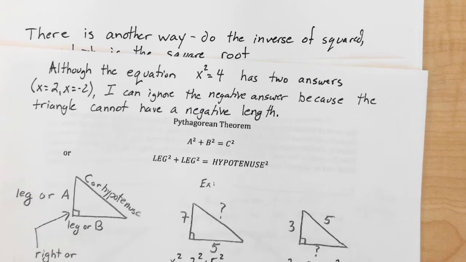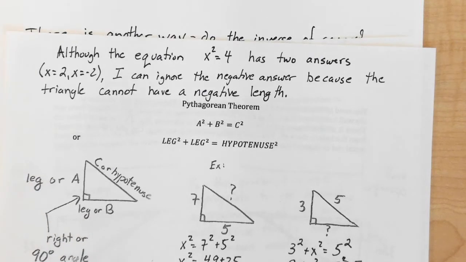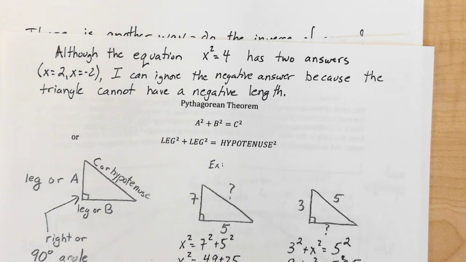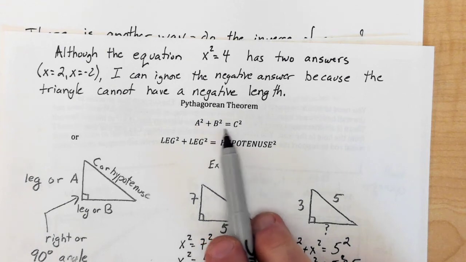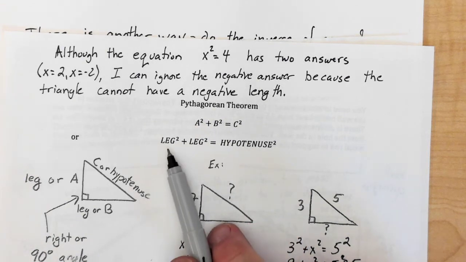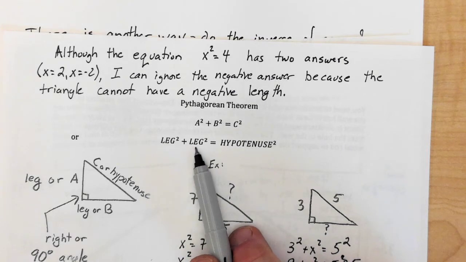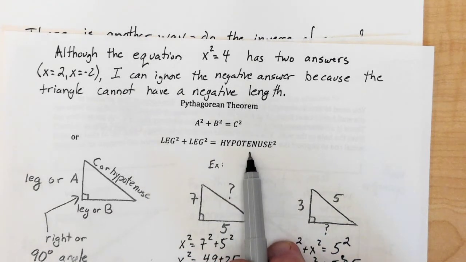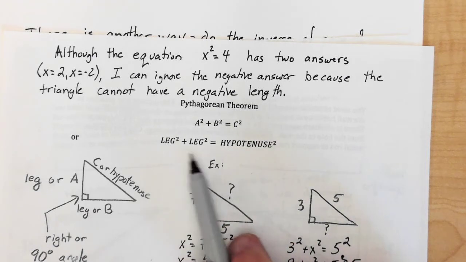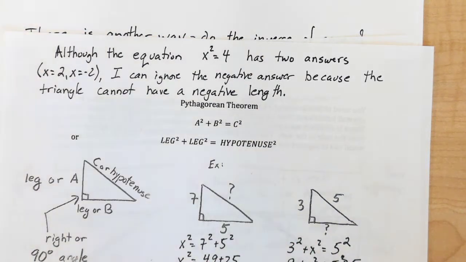And the theorem that we're going to be using is the Pythagorean theorem. The Pythagorean theorem applies when I have right triangles. And when I know two of the three sides of a right triangle, the Pythagorean theorem, which is a squared plus b squared equals c squared, or the length of one leg squared plus the length of a second leg squared equals the hypotenuse squared. If I know two of these numbers, I can use algebra to find the third.